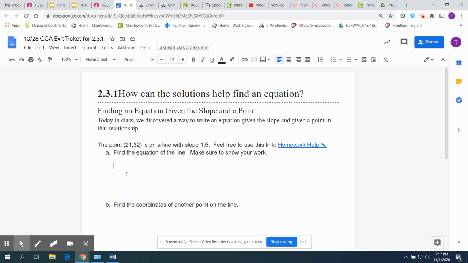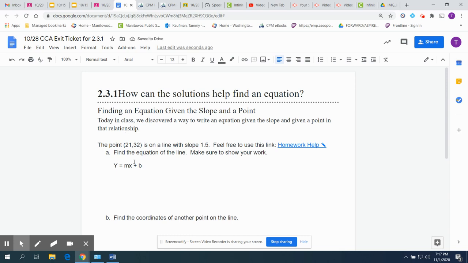So remember, dealing with y equals mx plus b, we're going to plug in the things we know. Right now, we know that the x coordinate is 21. The y coordinate is 32. How do I know that? Because when you do a coordinate point, that first one is always your x coordinate, that second one is always your y coordinate. And my slope is 1.5, which is the m in here. So I'm going to plug in the things that I know.